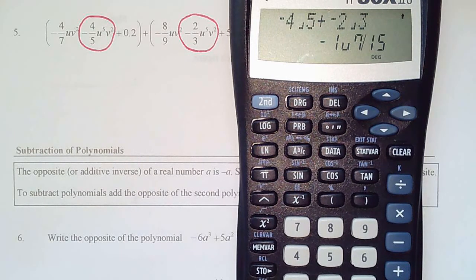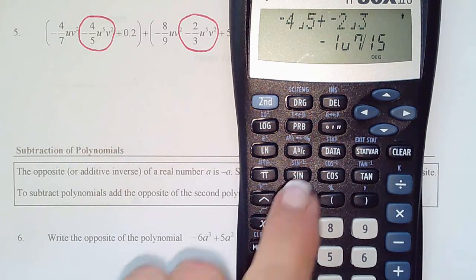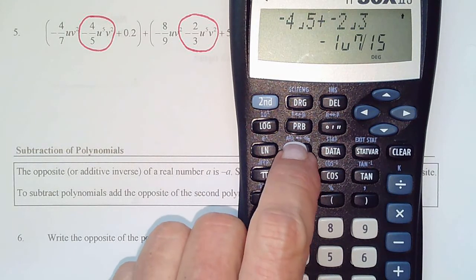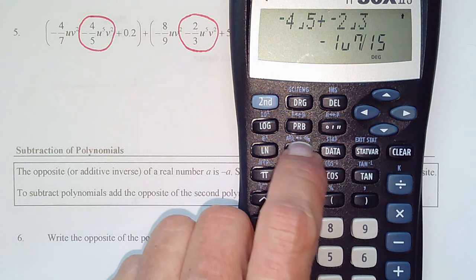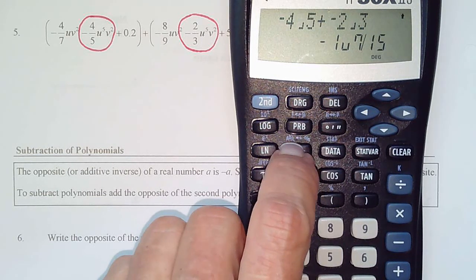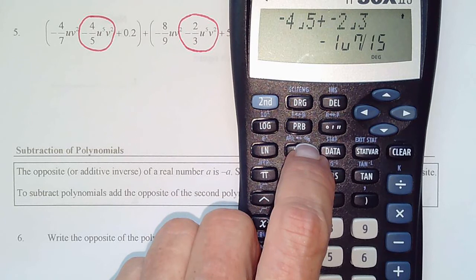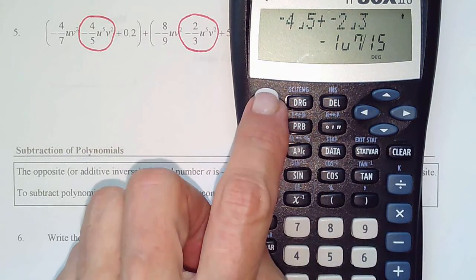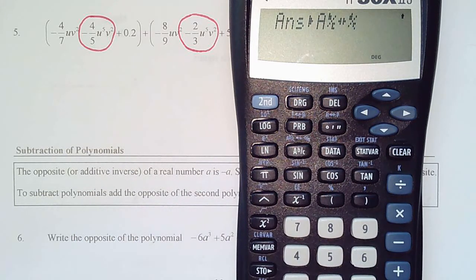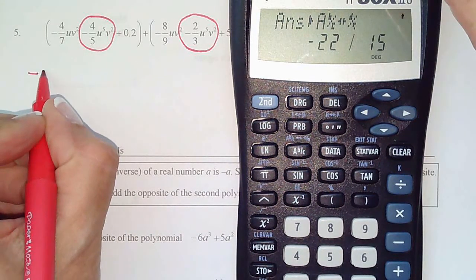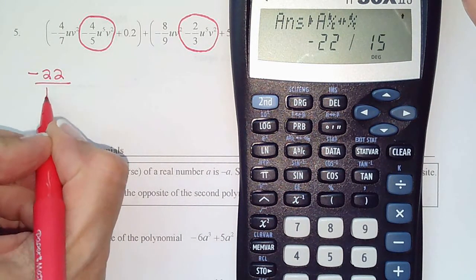And generally with polynomials, we don't have mixed numbers. So do you remember from the last chapter how to change a mixed number into a fraction? Look at the blue up there. It says mixed number to fraction. So since it's blue, we do second fraction key, and that's -22/15. So that is our leading term.